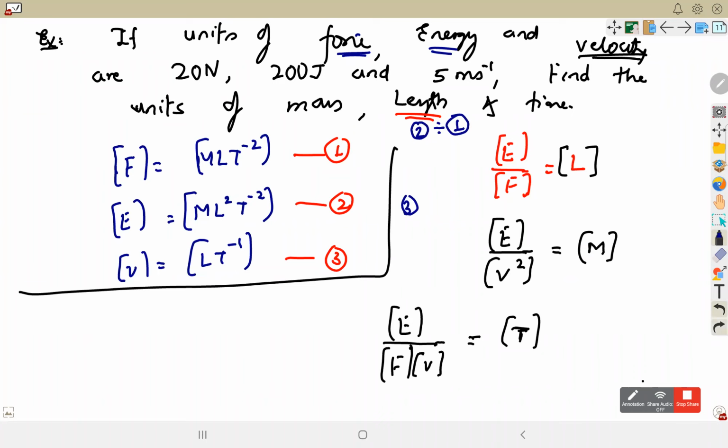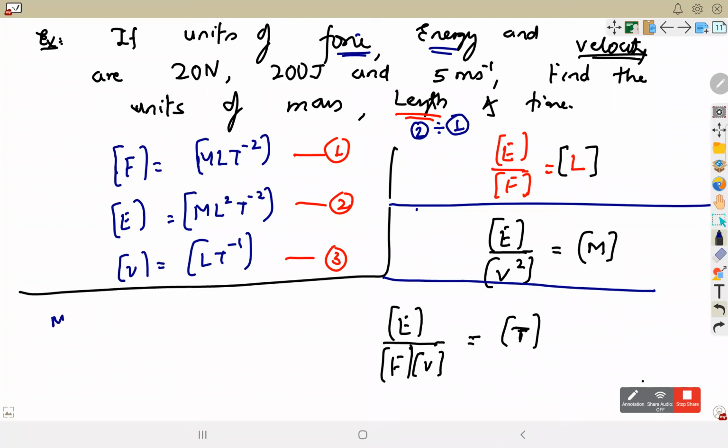We get mass, and similarly the equation of E divided by F into V. The energy is ML²T⁻², F is MLT⁻², and below we get LT⁻¹, everything cancels, leaving 1 upon T⁻¹, that is T.